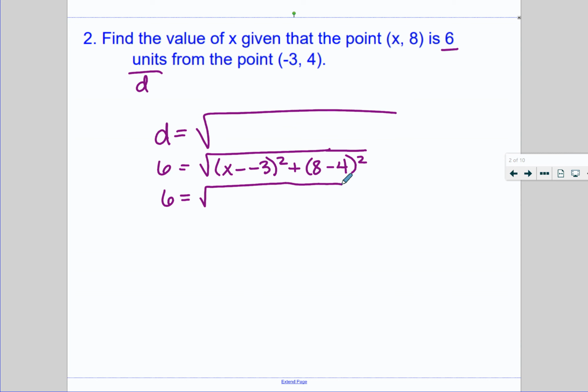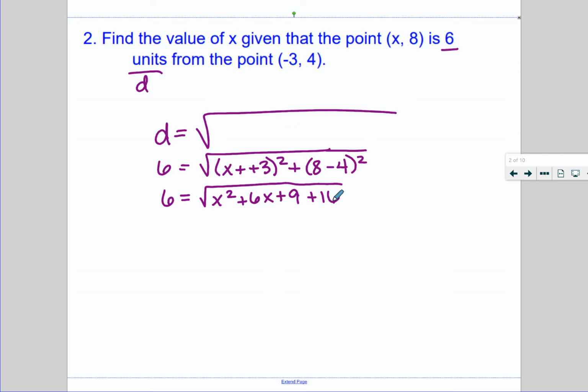I'm going to simplify underneath that square root. X minus -3 we know is the same as x plus 3, right? And then what can you do with that x plus 3 squared? Foil it out. Hopefully we can do that in our head, right? So x squared will be my first term. 3x and 3x will be my outside and inside term, so that's 6x. And then 3 and 3 give me 9. So that's it FOILed. 8 minus 4 gives me 4 squared. So there's a plus 16.